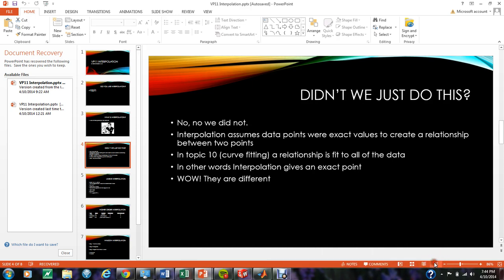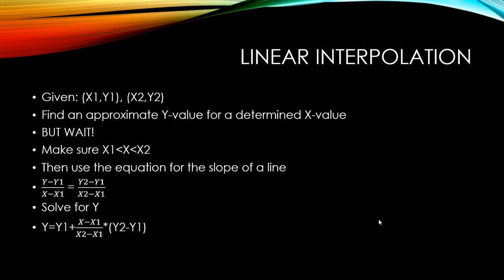So, let's move on to linear interpolation. For linear interpolation, you are given 2 points, x1, y1, and x2, y2. So we're trying to find an approximate y value for a determined x value that we are given. But wait, make sure that your x value is between x1 and x2. This means that your x must be within your bounds.